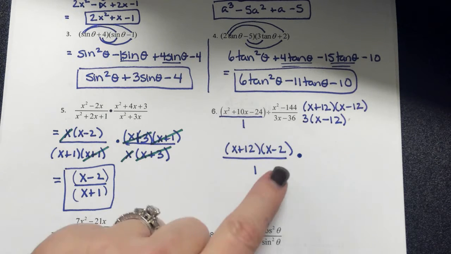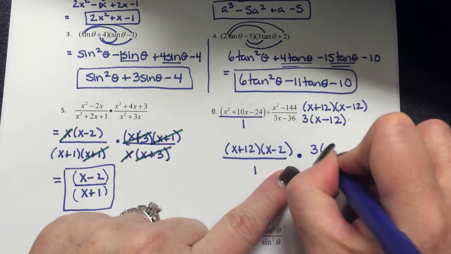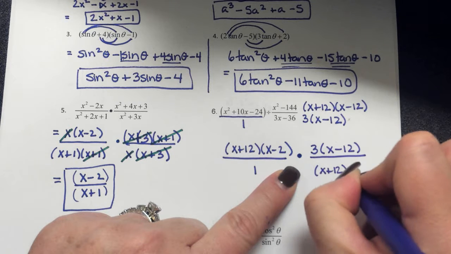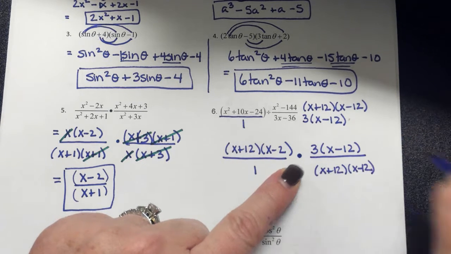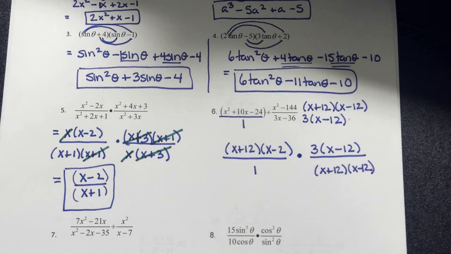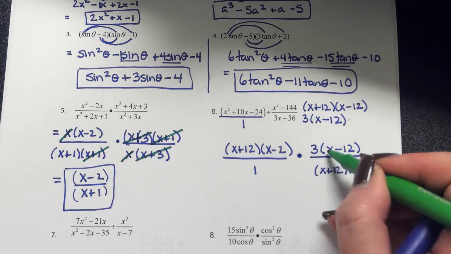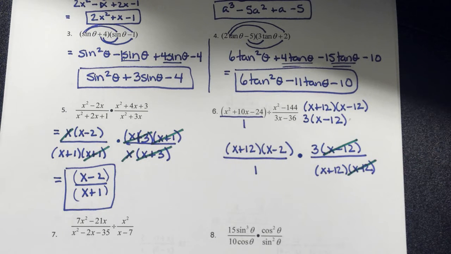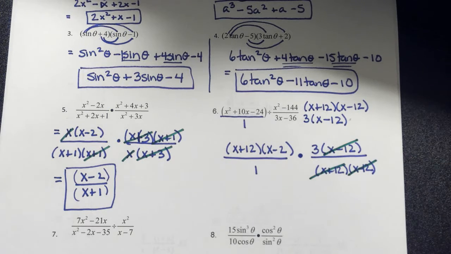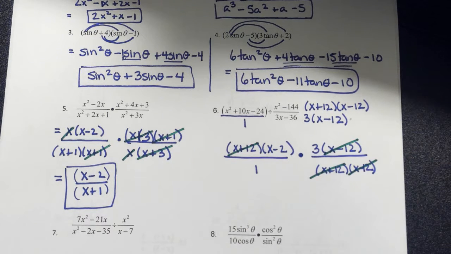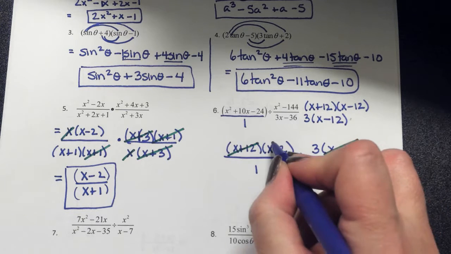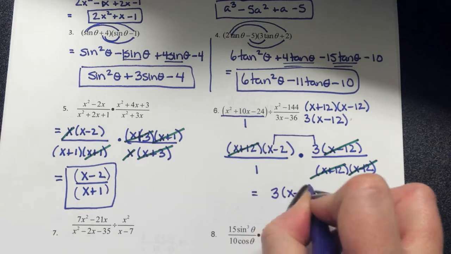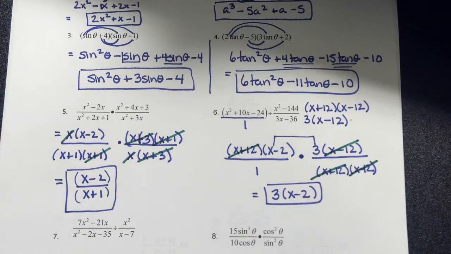So when I divide, I'm actually going to multiply by the reciprocal. So the numerator here is going to be 3 times x minus 12 over x plus 12 times x minus 12. So now, just like I did in problem number 5, I'm going to look to cancel common factors from the numerator and denominator. Notice I have an x minus 12 in the numerator, x minus 12 in the denominator. I can cross cancel. X plus 12 down here in this denominator, x plus 12 in this numerator. The only thing that's left in the numerator is an x minus 2 times 3. So 3 times x minus 2 would be my final answer, over 1. And you don't need to write the 1.